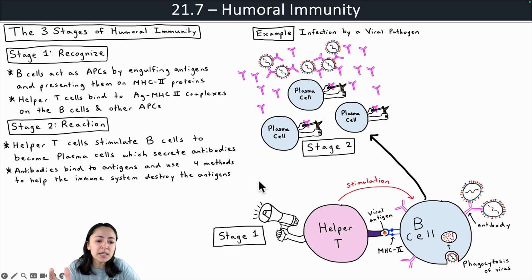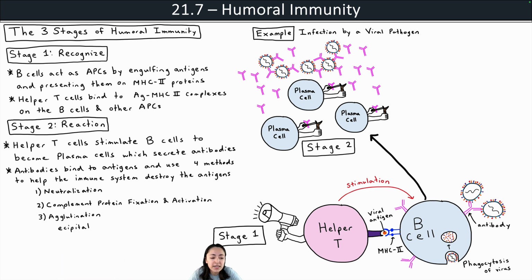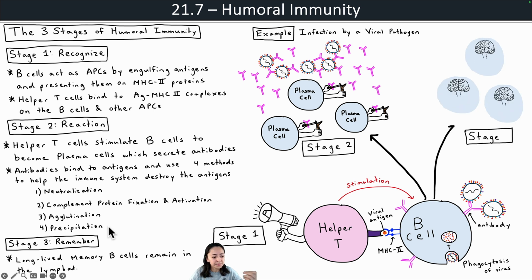And these antibodies will actually use 4 methods to help the immune system destroy the antigens. These 4 mechanisms include 1, neutralization of the pathogen, 2, what we call complement protein fixation and activation. So it pretty much activates the complement proteins within your innate immune system. It will also promote what we call agglutination and precipitation, which will help with phagocytosis. And I'll talk about that in the next slide.